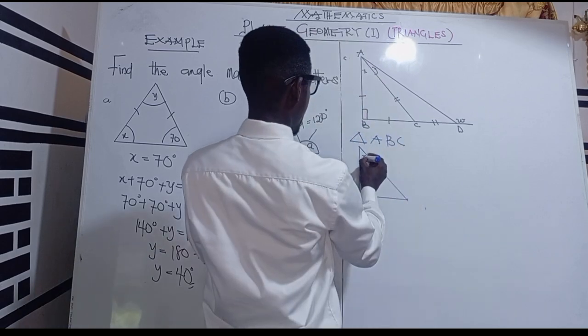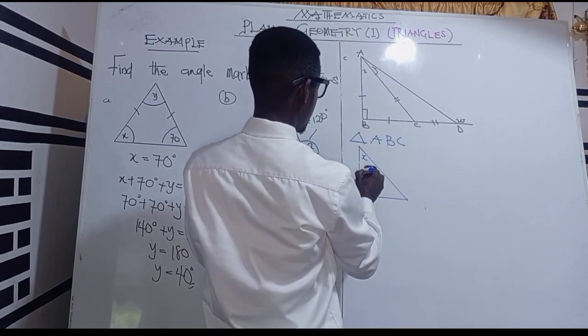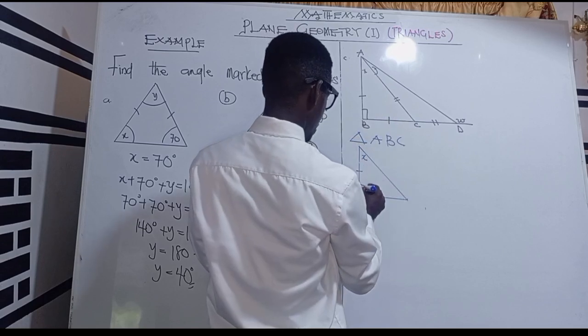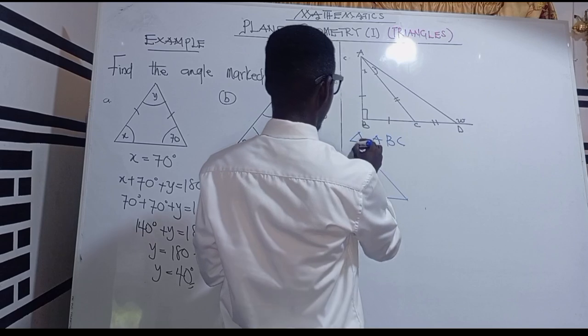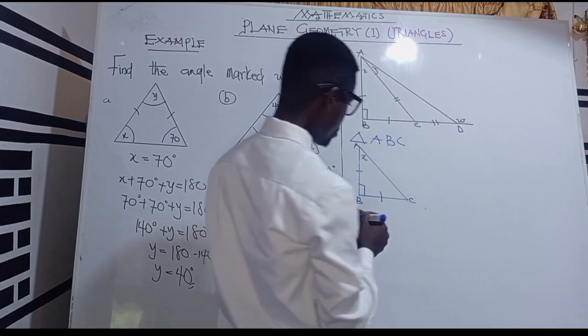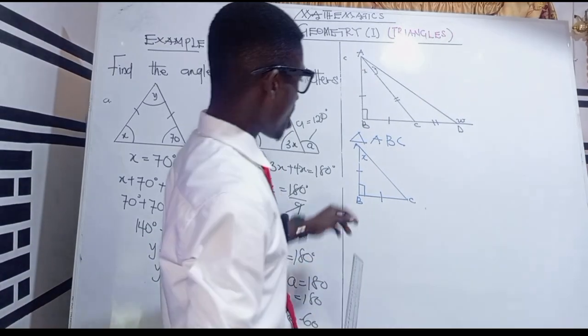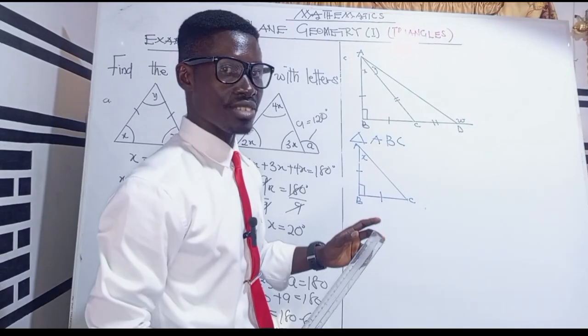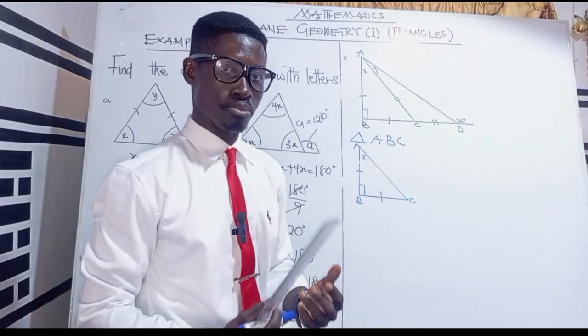We have x, we have this, we have that, and then we have 90 degrees. So we have A, B, C. Now looking at this triangle, we have two lines being equal, and then we have a 90 degrees. So it makes the question very simple.